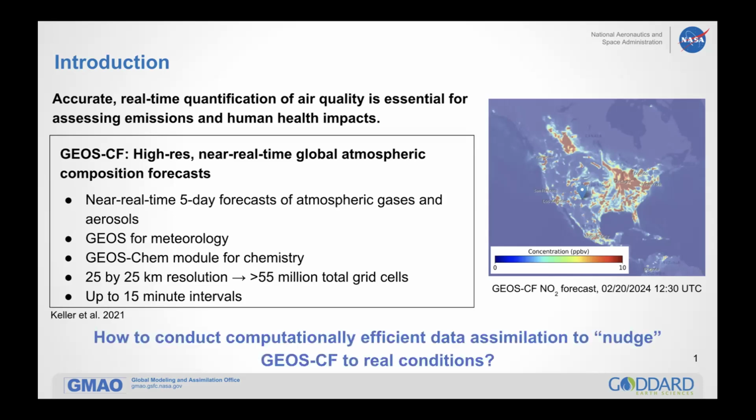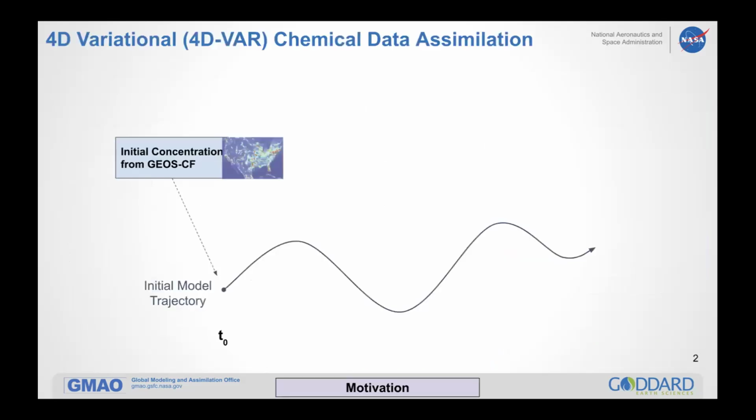However, mainly due to the computational cost and difficulty of developing assimilation systems, GEOS-CF doesn't currently assimilate observations of atmospheric trace gases. So the broader research and technical question motivating my project has been how to conduct computationally efficient data assimilation to nudge GEOS-CF to real conditions that might not be captured by the emissions inventories and the chemistry of the model. The kind of data assimilation method that we aim to enable is 4D variational data assimilation, or 4D-Var. A key advantage of it is that it enables us to preserve the chemical consistency of the model, as opposed to something like an ensemble Kalman filter.